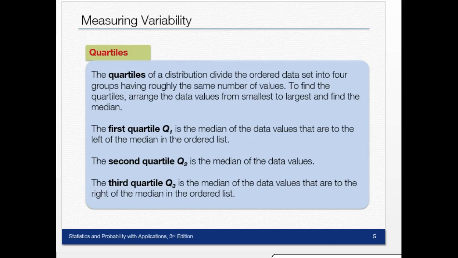So the quartiles of a distribution divide the ordered data into 4 groups, having roughly the same amount of values. To find the quartiles, arrange the data values from smallest to largest and find the median. Then the first quartile is the median of the values to the left of the median. The second quartile, Q2, is the median. And the third quartile is the median of the data values to the right of the median in the ordered list. That's what we just talked about on that previous dot plot.